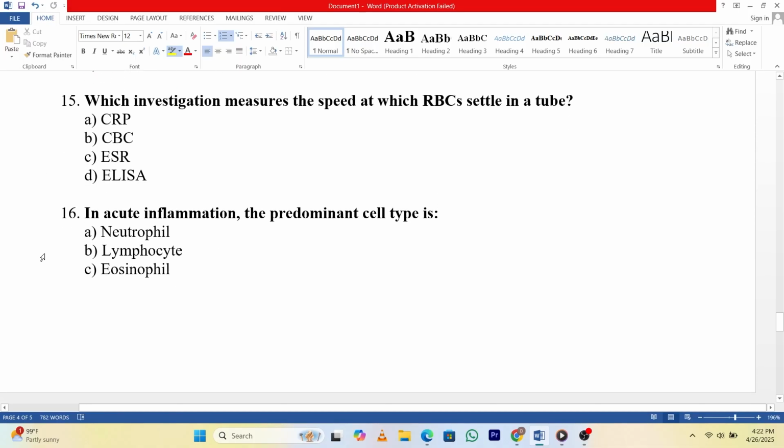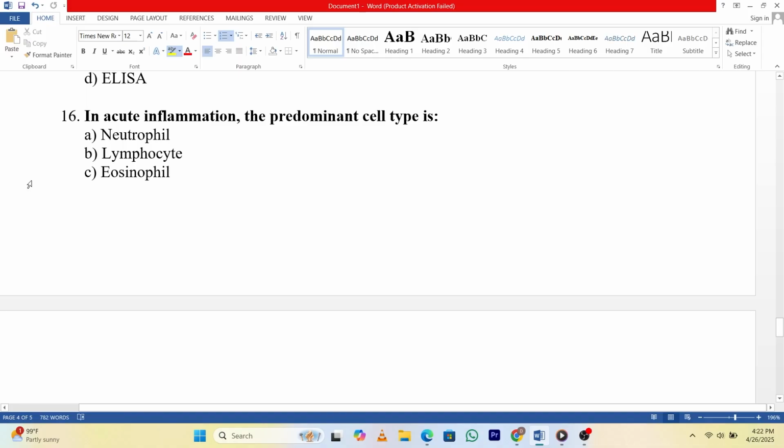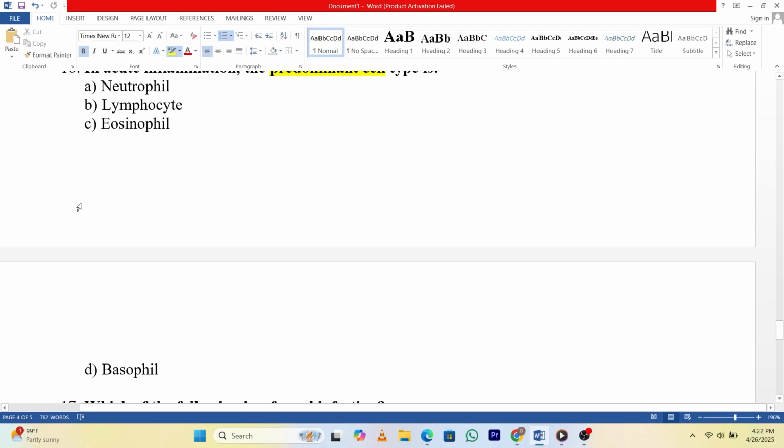15. Which investigation measures the speed at which RBCs settle in a tube? A. CRP. B. CBC. C. ESR. D. ELISA. Answer: C. 16. In acute inflammation, the predominant cell type is: A. Neutrophil. B. Lymphocyte. C. Eosinophil. D. Basophil. Answer: A.